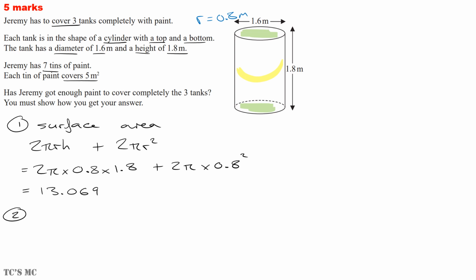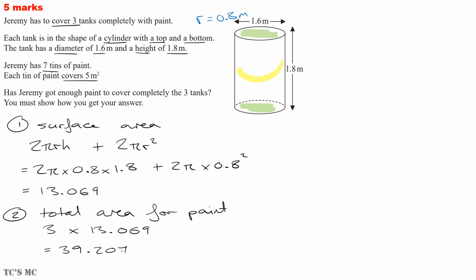Step 2, we need to work out the total area for paint. Remember, it isn't just 1 tank, there are 3 tanks. So we need to do 3 multiplied by 13.069, and that gets us 39.2070. Again, it does actually continue, but I will leave it at that. I now have 3 marks.